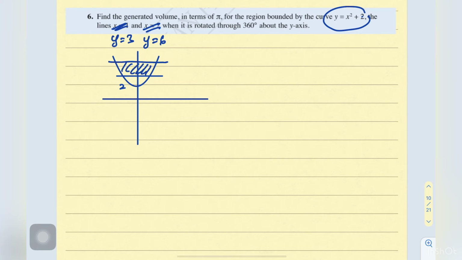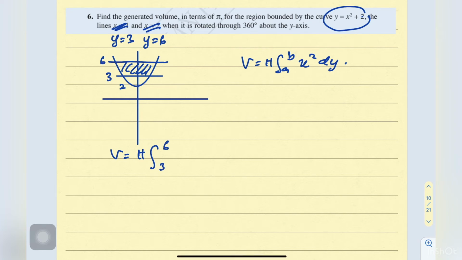So this area is rotated 360 degrees about the y-axis, therefore we use volume equals pi integral from a to b of x squared dy. We substitute into the formula: volume equals pi, lower limit is 3, upper limit 6. Sorry, x squared is actually y minus 2, so y minus 2 dy.